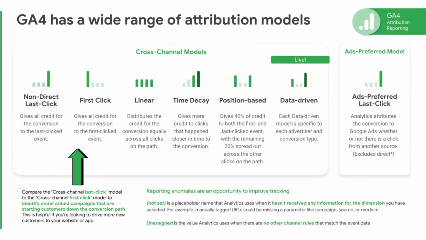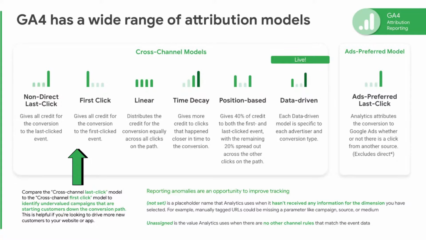Cross-channel position-based models, which essentially gives 40% of the credit to both the first and the last clicked event, with the remaining 20% spread out across the other clicks on the path. And data-driven attribution, which assigns credit based on how the addition of each click event to the path changes the estimated conversion probability. The data-driven algorithm uses features including time between the click event and the conversion, format type, and other signals to calculate this credit, as Matthias went through in the previous section. Something that's new here is the ads preferred last click model, which essentially attributes 100% of the conversion value to the last Google Ads channel that the customer clicked through before converting. If there is no ads click in the path, the attribution model goes and defaults back to the non-direct cross-channel last click.